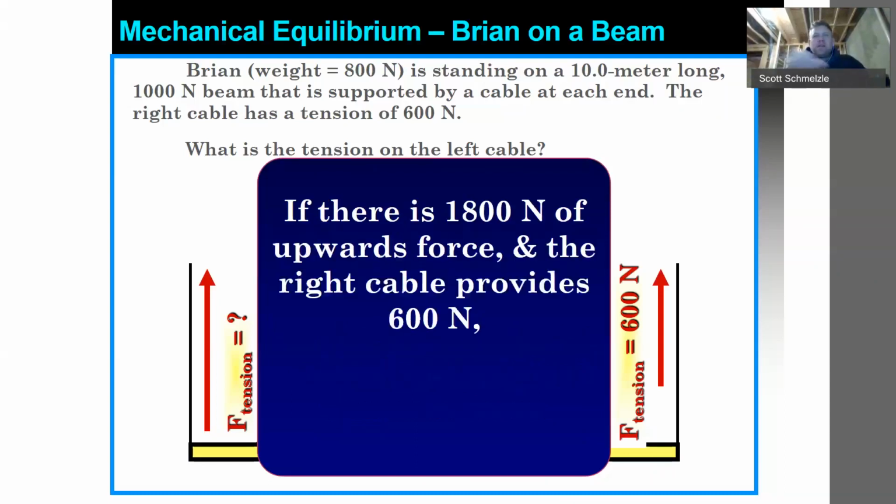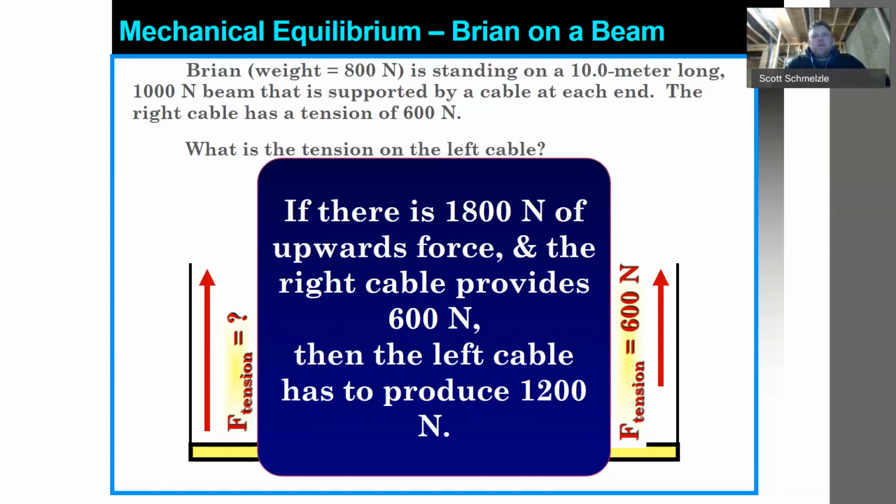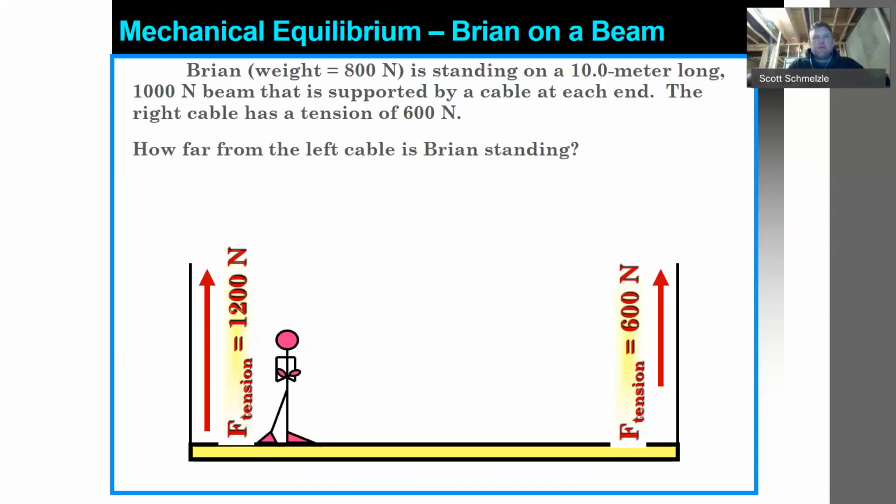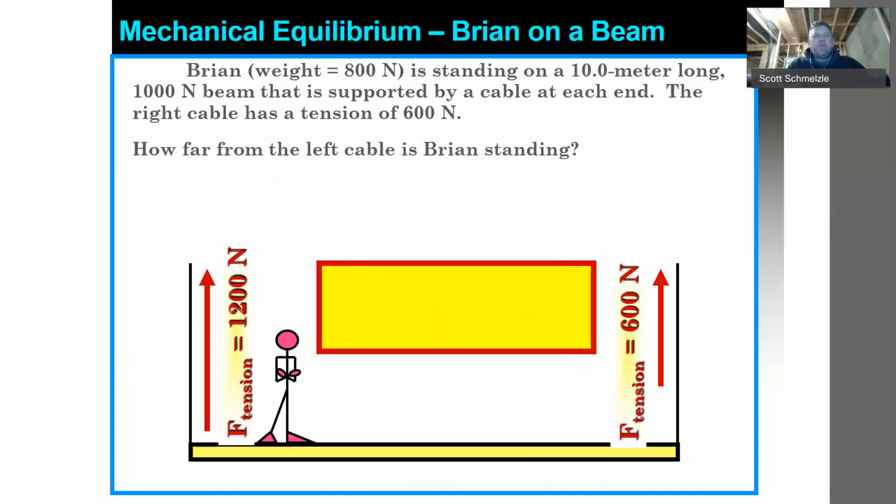So because there's 1,800 downward, and we know the right cable goes upwards with 600, the left cable has to produce 1,200 newtons of force in order to make sure that this thing stays level and does not drop, move, flip, turn, or twist. All right? Hopefully finding force like that is pretty easy, pretty straightforward. So then we start to go on to, all right, now, how do we actually find how far from the left cable Brian is actually standing?